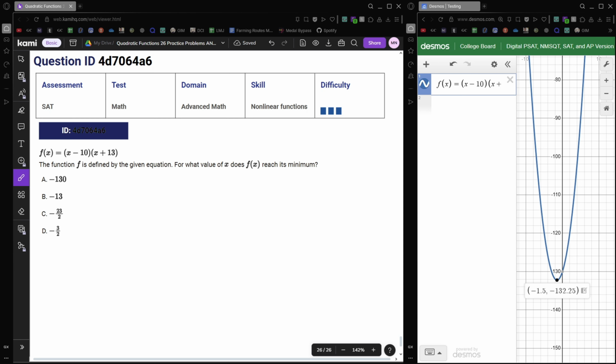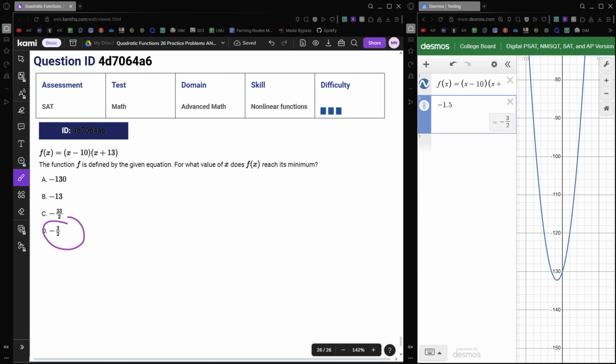Now negative 1.5 isn't one of our answer choices, but we do see fractions, so what we can do is type in negative 1.5, and then in the blue box to the left, click on the fraction, and we get that the fraction form would be negative 3 over 2. So that means our answer will be D.